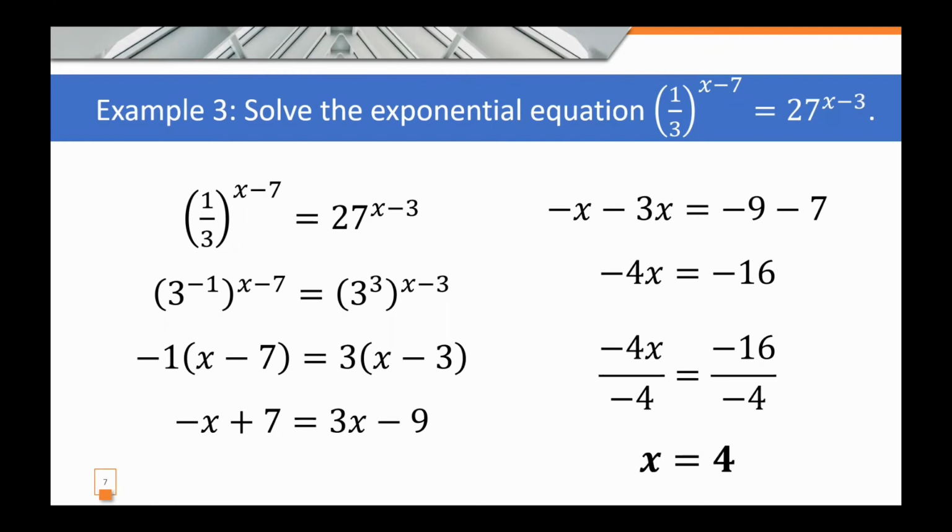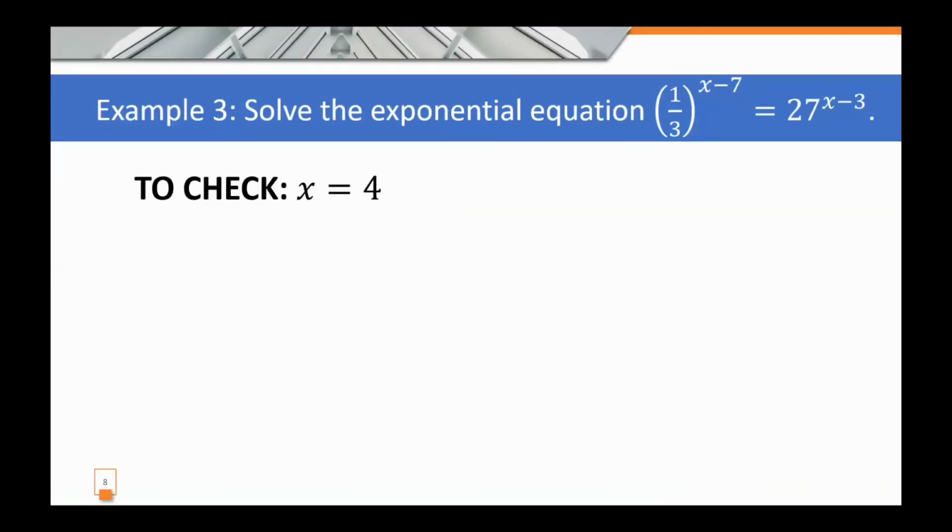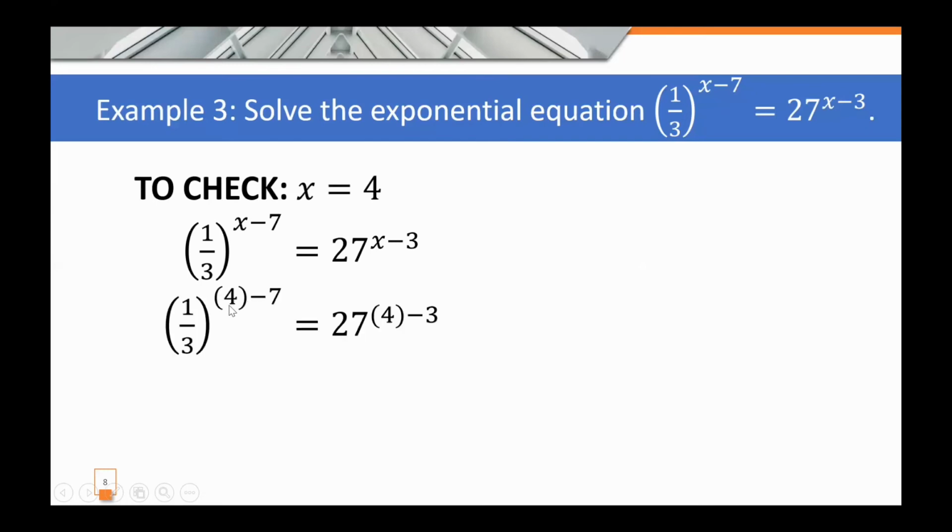That is positive 4. For us to check whether the value of x is really 4, let us substitute that to the given. This is the given, and then you have to substitute 4 minus 7, and here on the exponent of the right side, we have 4 minus 3. 4 minus 7 is negative 3, and then 4 minus 3 is 27.